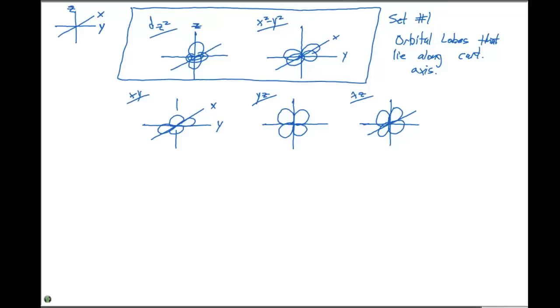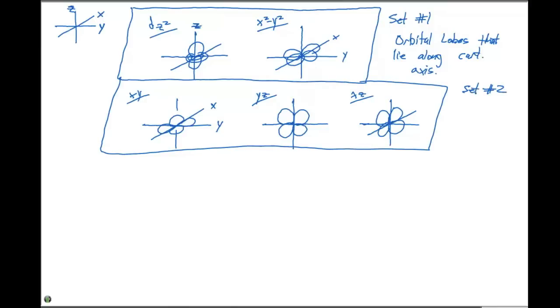We then can group the xy, yz, and xz and call these set number 2. In set number 2, the orbital lobes lie in between the Cartesian axes. And this is going to play an extremely big role in how it's going to overlap with the various ligands that are approaching this transition metal center.